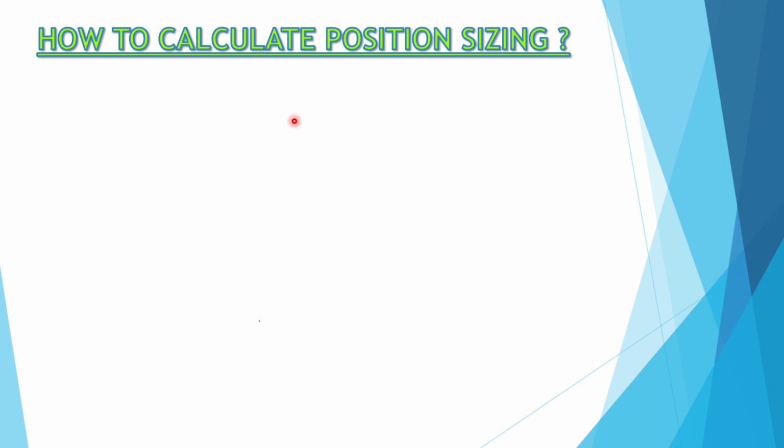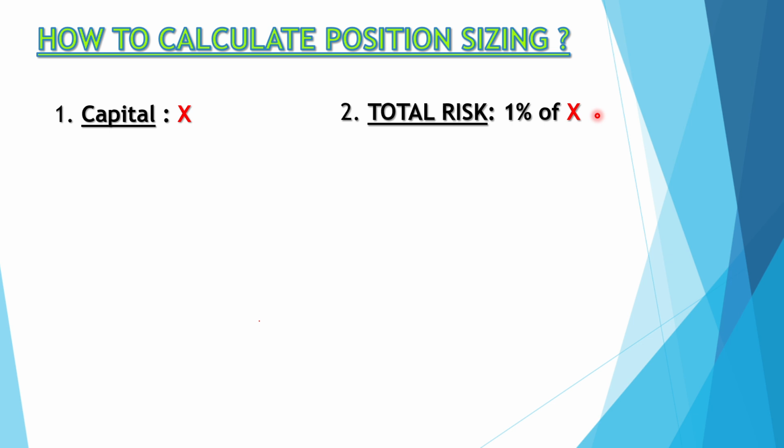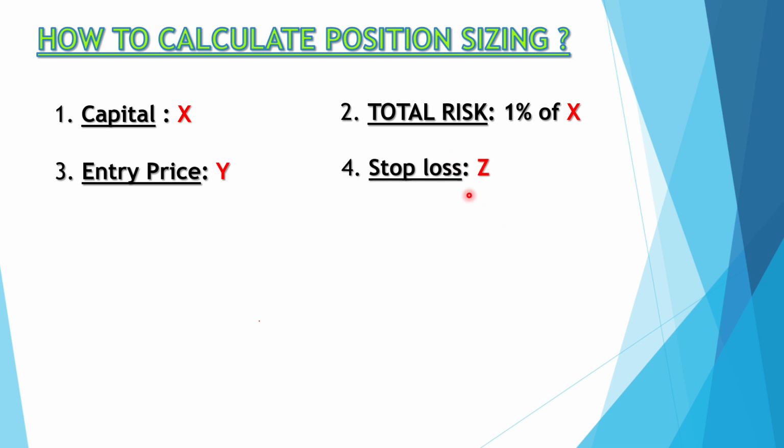In order to calculate the position sizing, we have the capital x and we have the total risk, 1% of x. 1% is the maximum risk I'm taking on the total capital of x. So basically we can go 0.5% or 0.25% or 0.75% or 1%, but not more than 1%. So we should always keep our risk under 1%, right? Then we have the entry price and then we have the stop loss. Based on these four factors, we are going to calculate the position size or the quantities.